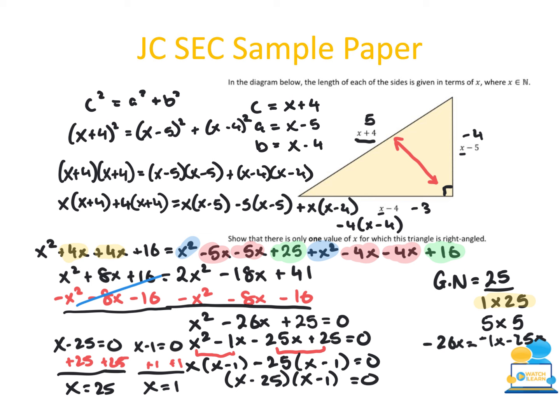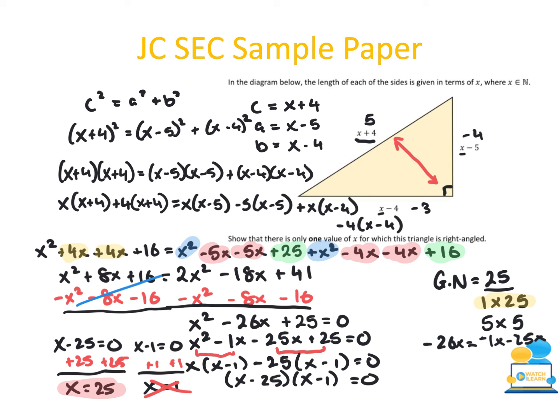So just make that clear there that you're saying, yeah, x is equal to 25 must be my correct answer. And maybe if you want to cross out the second answer there. So my answer to this question is x is equal to 25, and that is my one value to make this a right angle triangle, and we proved that using Pythagoras' theorem.